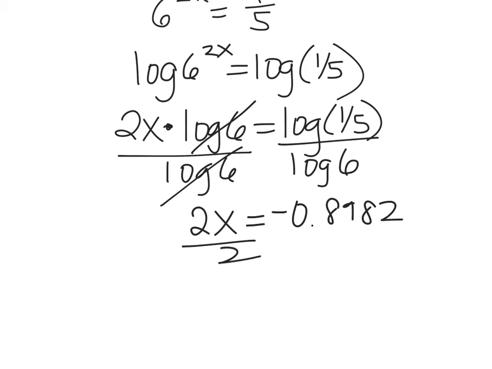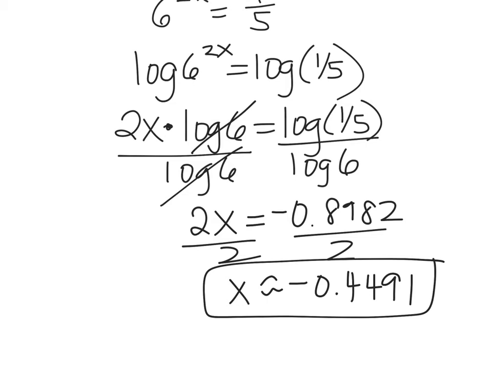So I divide by 2. X is going to be approximately negative 0.4491. You can always check your answer back in the equation if you want to. It's a little extra work, but okay. Four decimal places. All right, let's try a couple more.